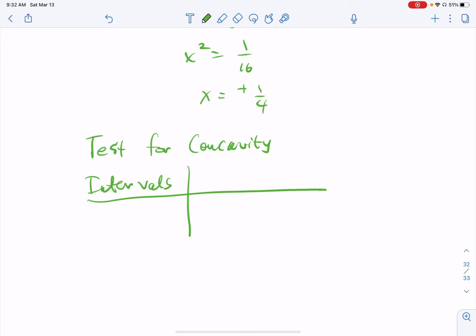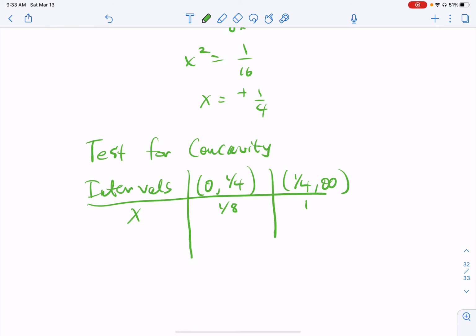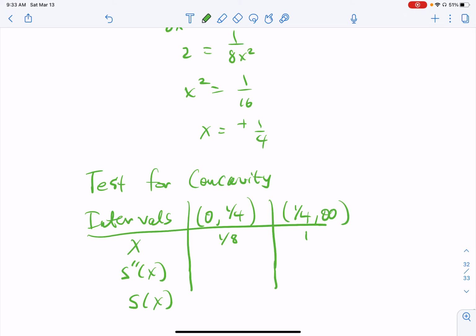And we're going to go from 0, open, to 1/4, and then from 1/4 to infinity. Choose an x value. How about 1/8 here? And then over here, we'll choose just 1. And we need to plug these into the second derivative in order to tell something about the original function. We just need plus and minus, that's it.